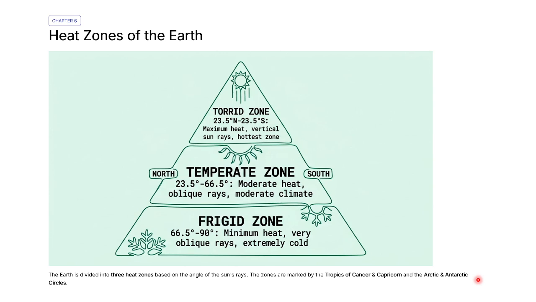Okay, so there are heat zones of the Earth. It is divided into three zones: torrid zone, temperate zone, and frigid zone. The torrid zone is between 23.5 degrees north and 23.5 degrees south. Maximum heat, vertical rays, hottest.